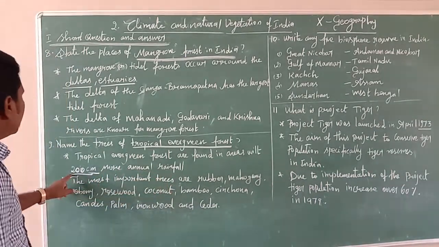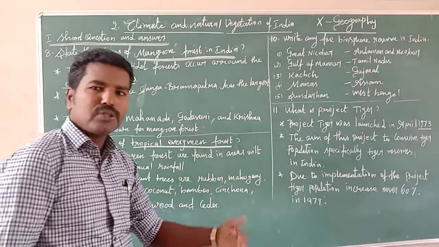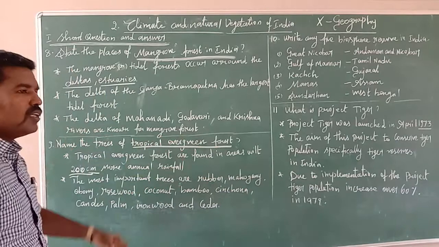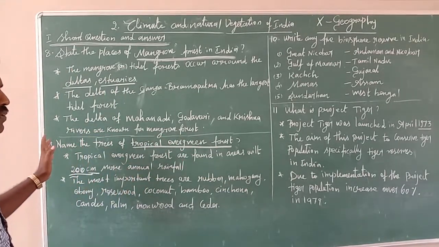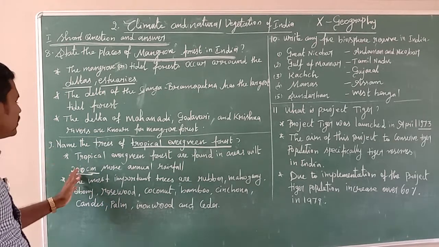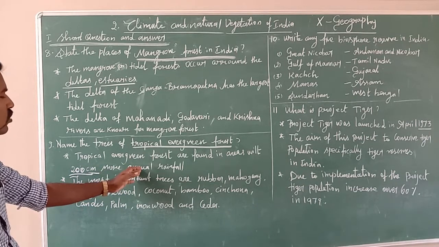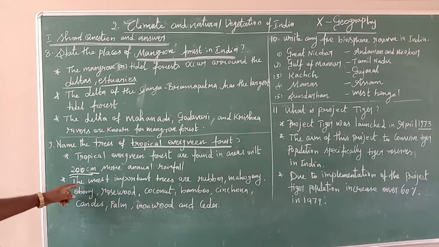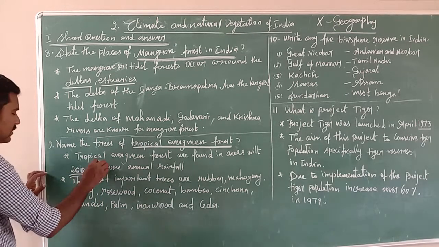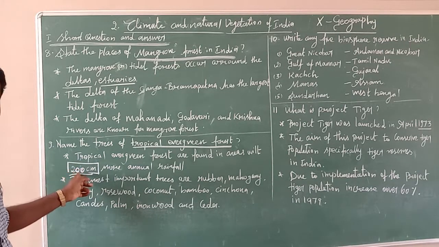You know very well which places receive more rainfall in India. I told you yesterday: the northeastern states and the west coastal area. These areas receive more than 200 centimeters of annual rainfall, which is well suited for growing tropical evergreen forest. And you know very well that rain is measured by a rain gauge. A rain gauge is an instrument used to measure rain.